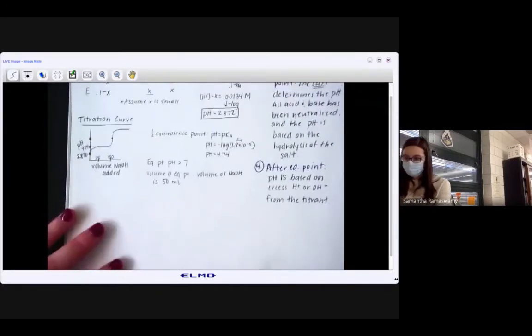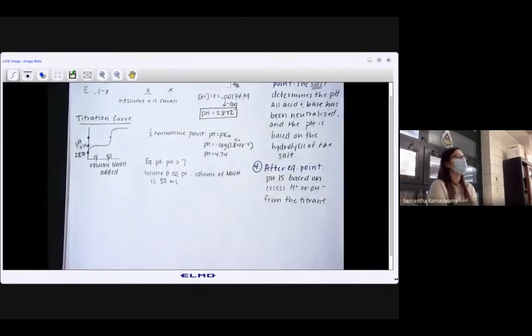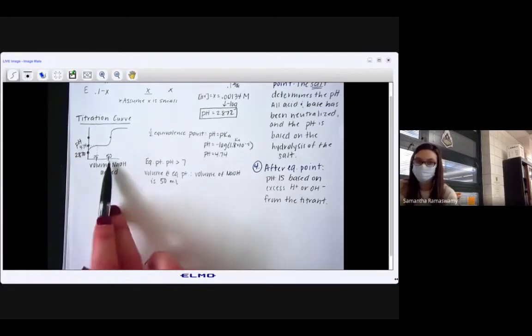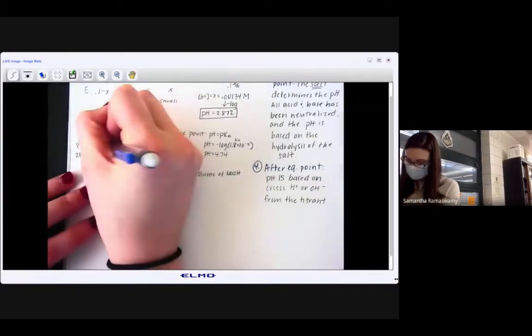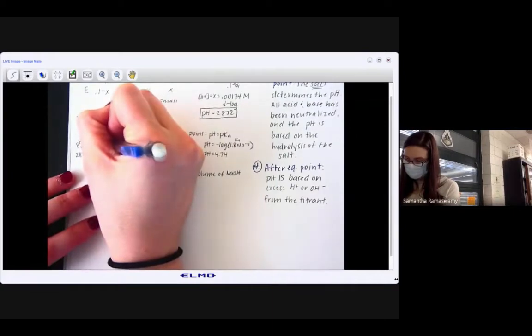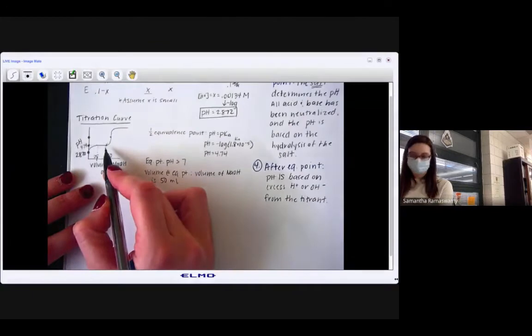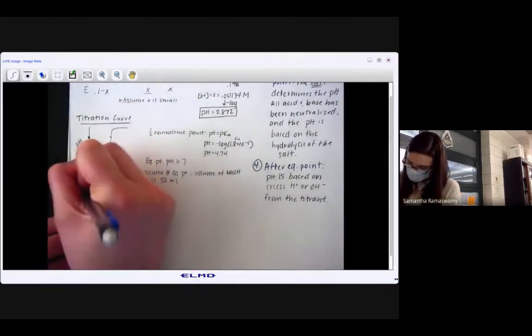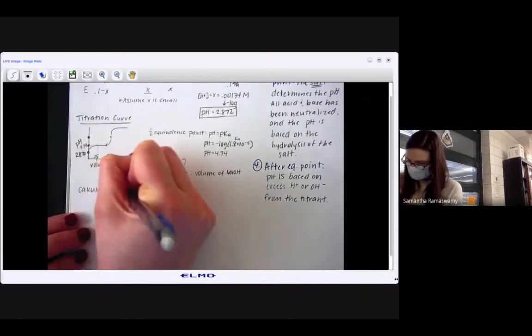So now the next question says, calculate the pH of the solution formed. So we don't know if we're at the equivalence point yet. And based on what we just said, we know that it takes 50 milliliters of NaOH to get to the equivalence point. So in this solution that we're forming, we're like right here on the titration curve. So I'm going to label this, calculate pH of solution.